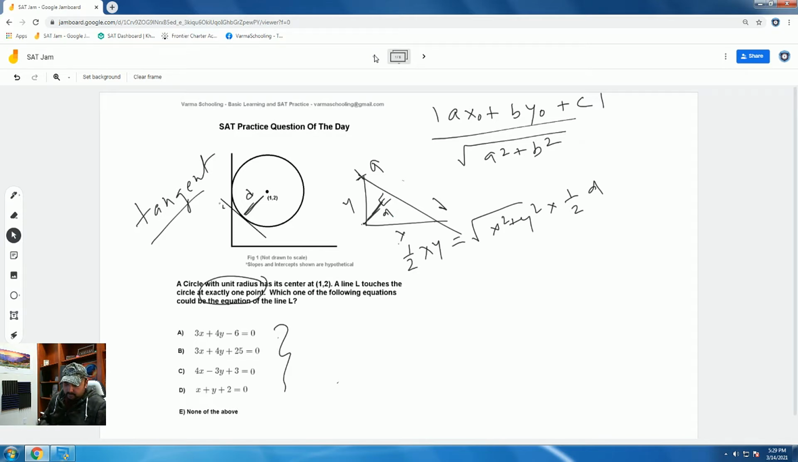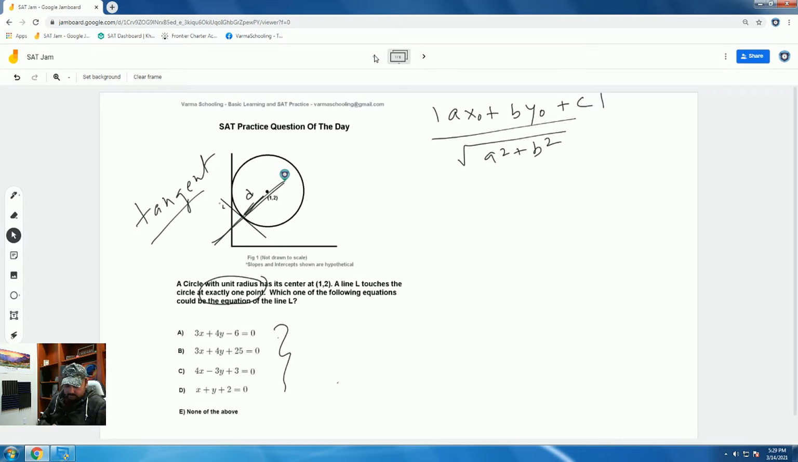The other way to find this formula is using a perpendicular equation of this line. It's perpendicular to the tangent and passes through the center. So if you have a line with an equation ax plus by plus c equals 0, we know the slope of the line is negative a over b. That's your slope. So a line that is perpendicular to the tangent, or any line, will have a slope that would be b over a.